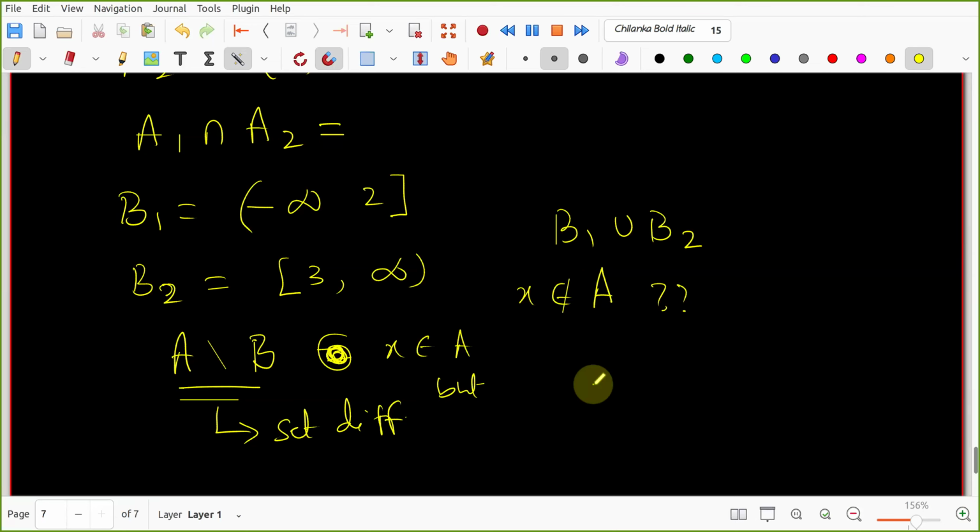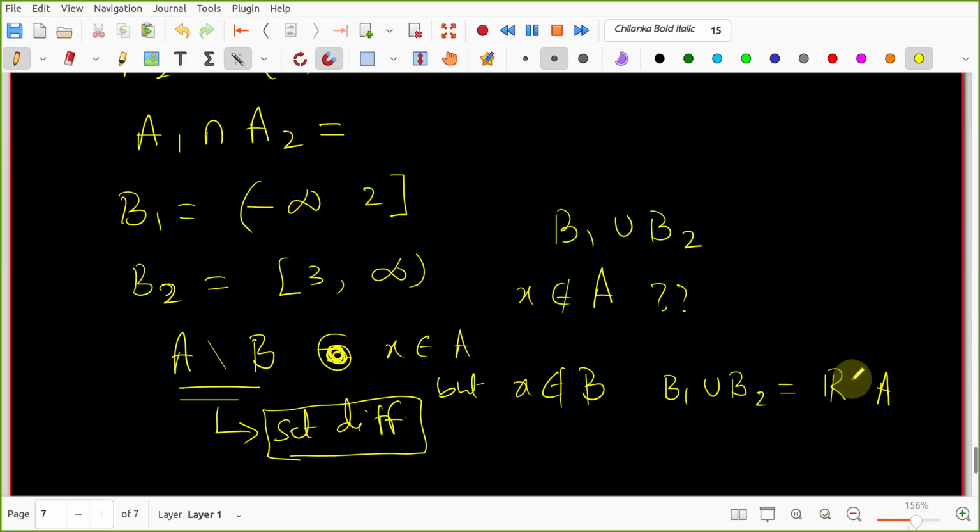So in this example, I want you to check whether B1 union B2 is equal to R minus A. This is the only thing I want to check. Okay, I'll stop here.